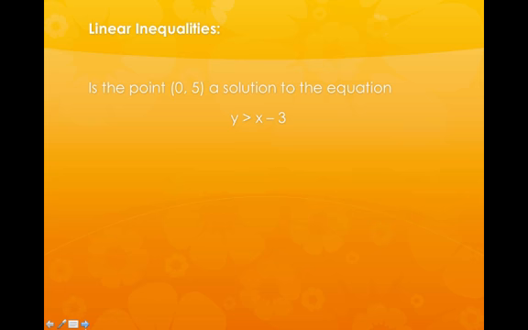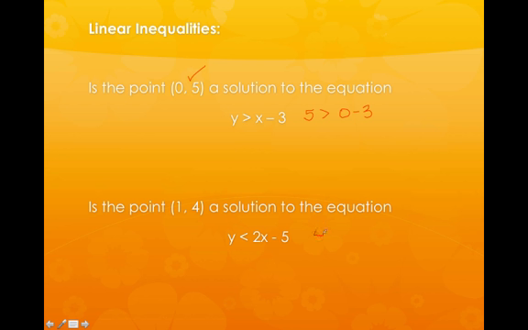All right, so I've got linear inequalities, and right now I am going to just check to see if this point is a solution. I would plug in the points just like I have before. I have 5 for my y. Is that greater than 0 minus 3? Well, 5 is greater than -3, so yes, (0, 5) is a solution to the inequality. Now I want to know if the point (1, 4) is a solution. Well, is 4 less than 2 times 1 minus 5? Is 4 less than -3? No. So this is not a solution to this inequality.